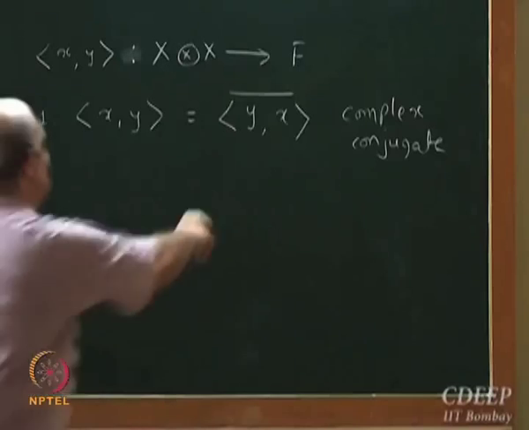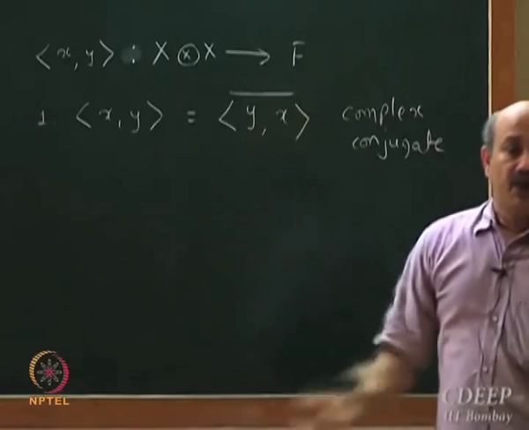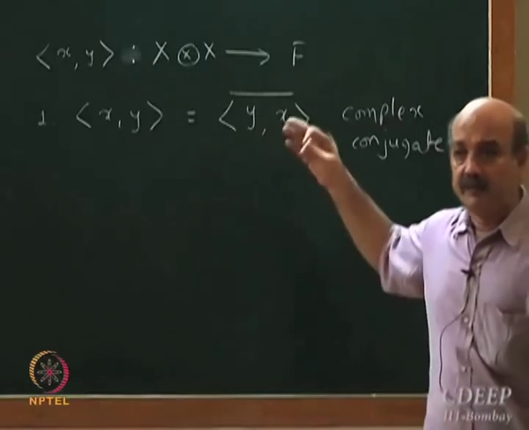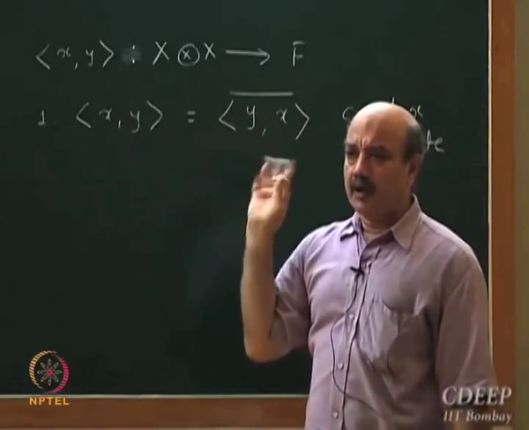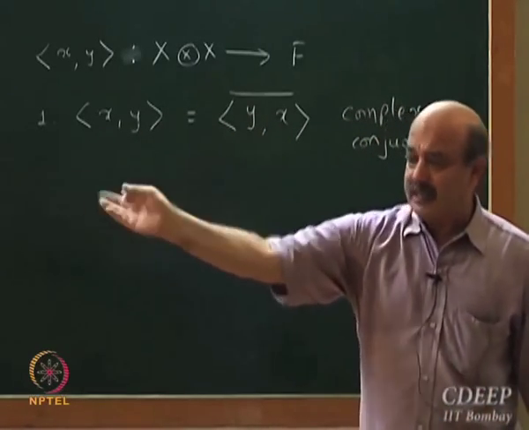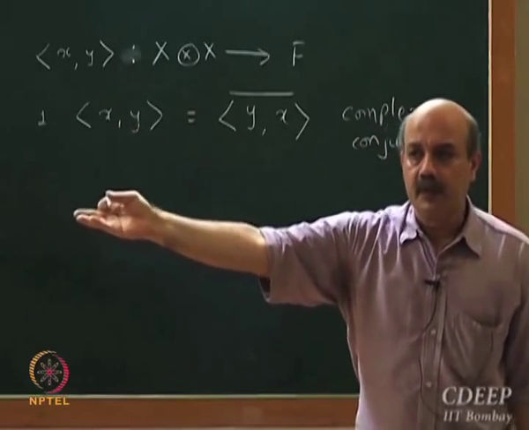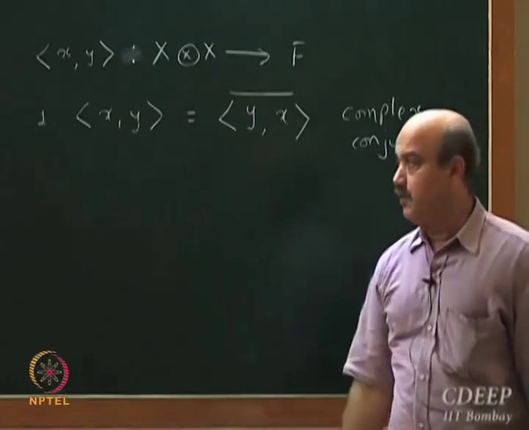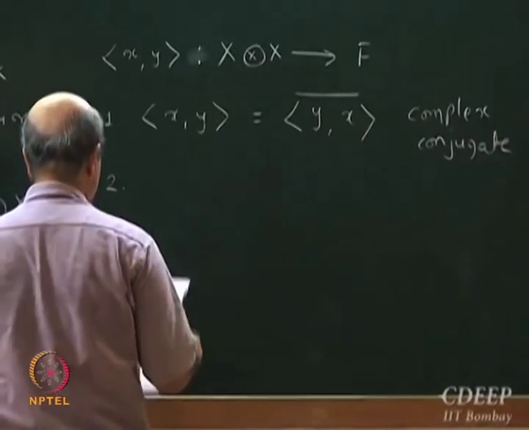Set of complex numbers. Well, if you are working with real valued vectors or real valued functions, then this is very obvious. If I change the order, if I make X transpose Y or Y transpose X, I'm going to get the same value. With complex numbers, you get a complex conjugate. That is important.